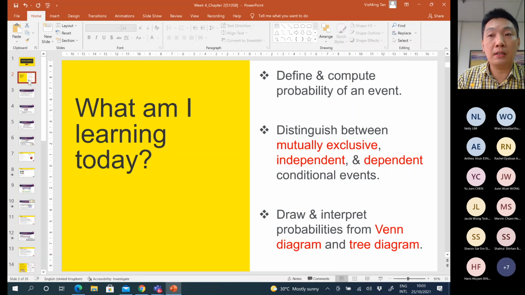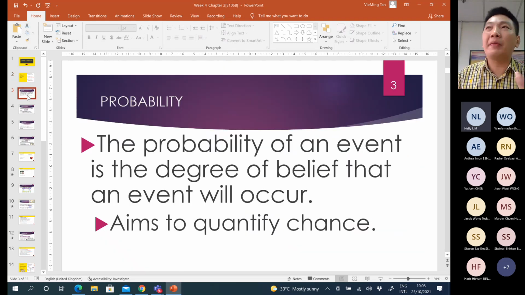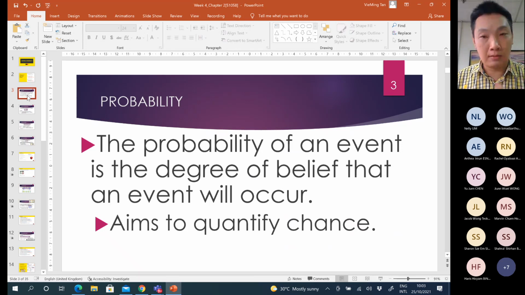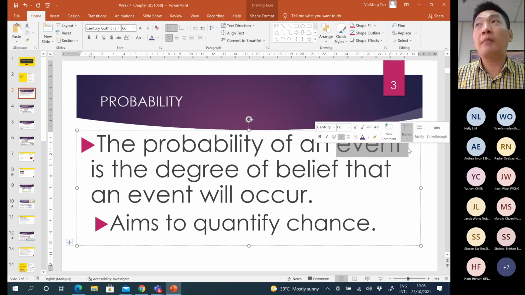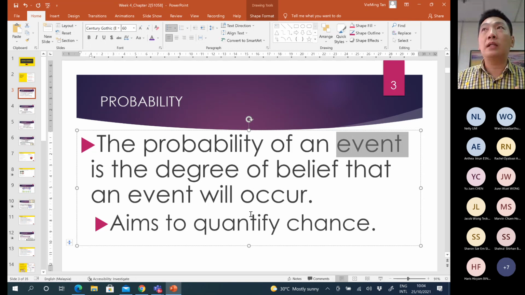So generally, there are three parts for this chapter. So what is the meaning of probability here? Actually, probability refers to the chance of an event happening. This event can refer to an issue, an activity, or a phenomenon. And what's the reason we want to study probability? Because we want to quantify the chance of an event happening.